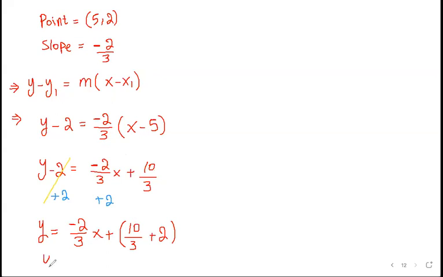So the last: y equals minus 2 over 3 x plus 6 plus 10, which is 16 over 3. And this is my equation. This is the answer. Any question? How do we find this formula? So the main idea is to find a point and a slope.